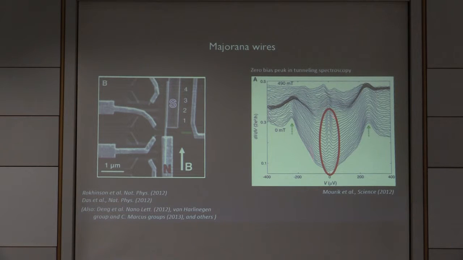And what they found is this characteristic zero bias peak, which corresponds to some increase of density of states at zero energy for a particular applied field and gate voltage.